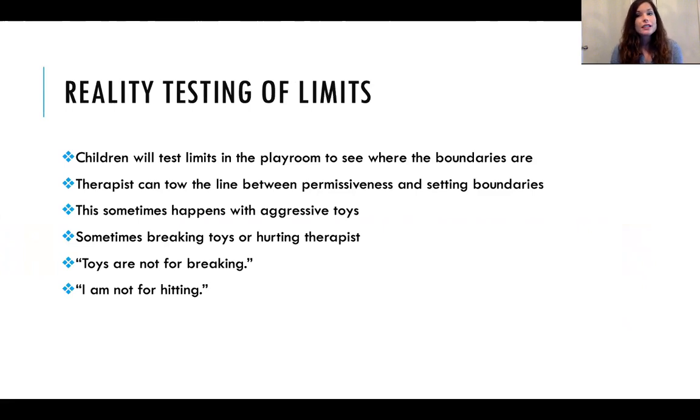Reality testing of limits. Children will test limits in the playroom to see where the boundaries are. The therapist can toe the line between permissiveness and setting boundaries. This sometimes happens with aggressive toys, if the child is shooting you or wants to tie you up or different things like that. Sometimes breaking toys or hurting the therapist. And so you would want to set limits around that, of course. So you could say things like, toys are not for breaking, or I am not for hitting.